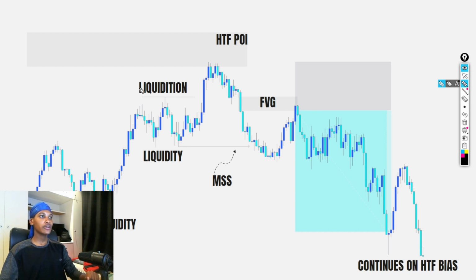As you can see right here, here's the liquidation, there was the liquidity, a market structure shift, price up into a higher time POI, coming down. Here is our fair value gap that we use, and let me show you guys the breaker block here. So you could either have gotten in also on this breaker block right over here.